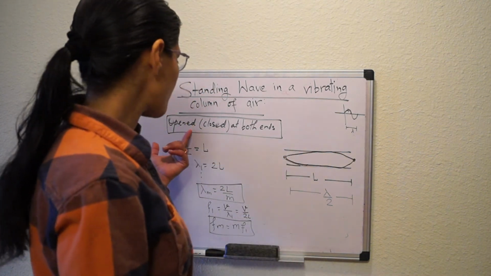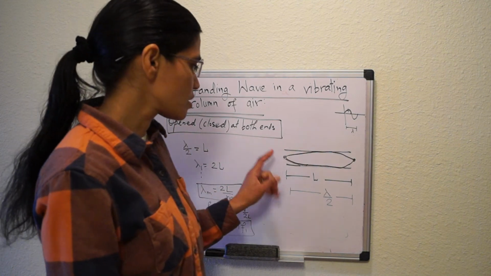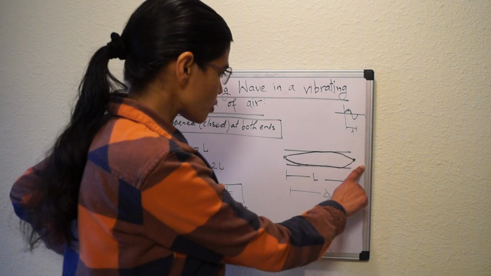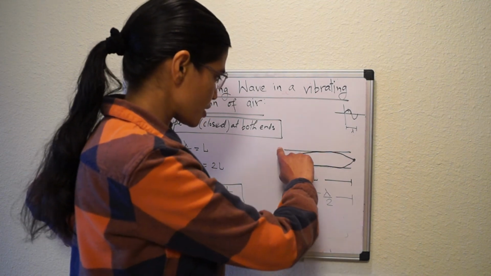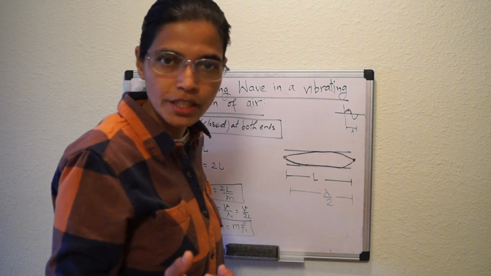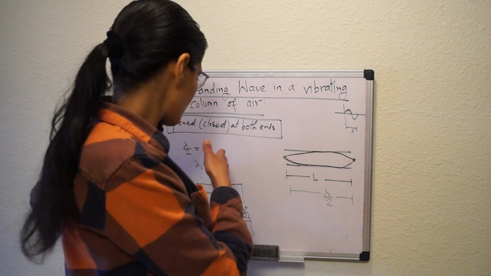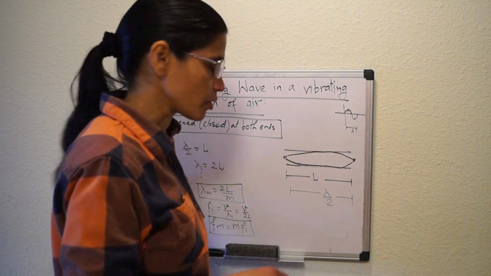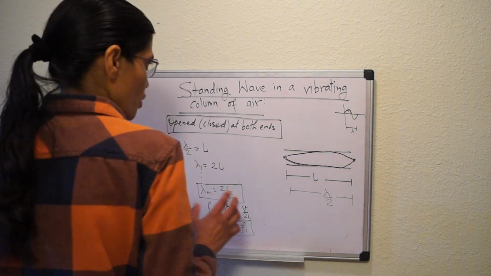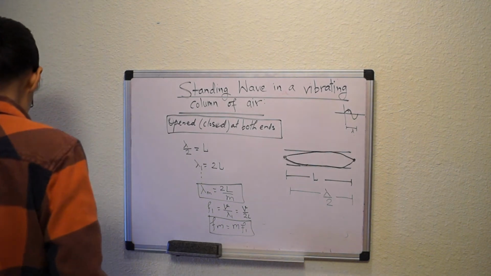Now think about it, if we had a closed tube, what happens? This end won't be a node anymore, it would be an antinode, right? It would be like half of the end, like what we did earlier in the open closed tube. Alright guys, so this is about the standing wave in a vibrating column of air.